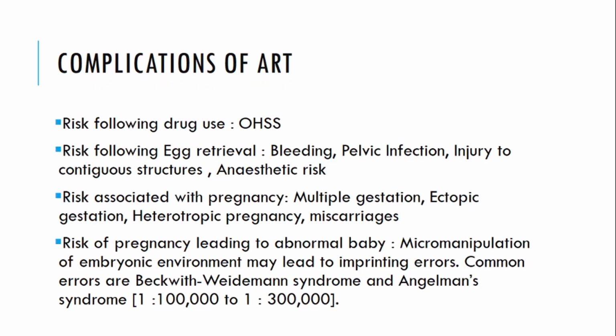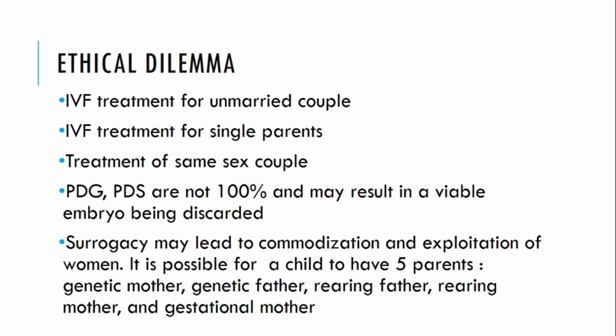Let's look at the complications of assisted reproductive technology. There are quite a lot. Risks following the drug use, OHSS; risks following egg retrieval, bleeding, anesthetic risk; risks associated with pregnancy, multiple gestation, and risk of pregnancy leading to an abnormal baby. Because of micromanipulation of the environment, there's a possibility of leading to imprinting errors. So this is part of the counseling that is given to the woman when we want to offer her assisted reproductive technology.